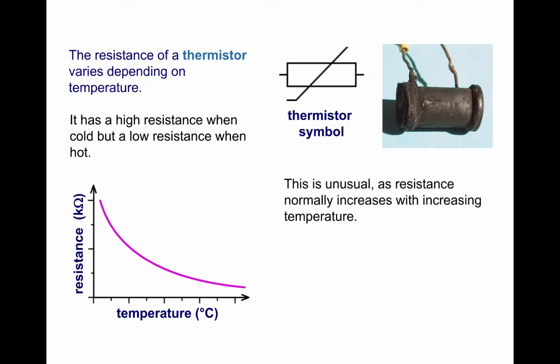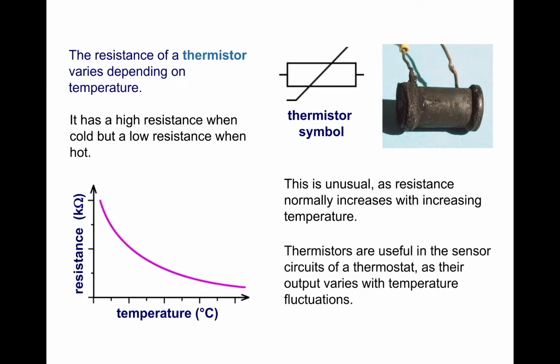And this is unusual, as resistance normally increases with increasing temperature. All you've got to do is think back to a standard metallic conductor, or a good example would be the filament lamp. As the graph curves, as a bulb increases in temperature, the resistance will increase. But a thermistor is the other way around.